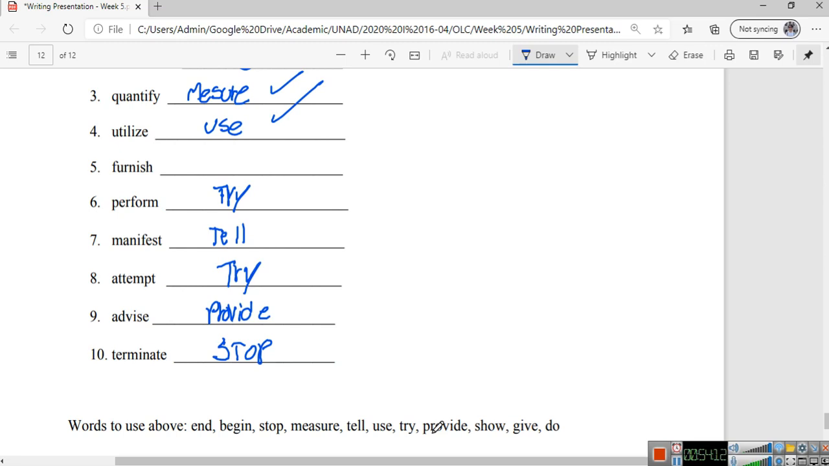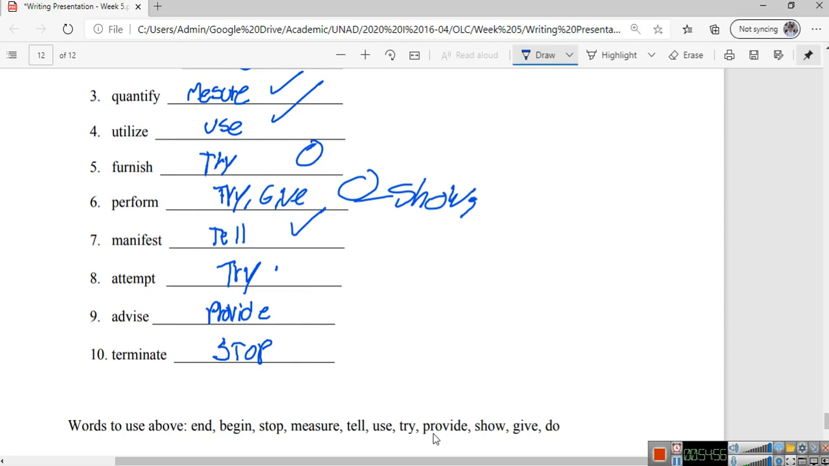So we have begin, stop, measure, tell, try, provide. Out of this, I think it will also be try, but with a little bit of give. So I'm going to owe you that one because I'm not sure. However, I used something different for perform. Which one did you use? Show. Perform. Yeah, show works, because when we do a performance, for example, we're doing a show. So this largely depends also on the context.